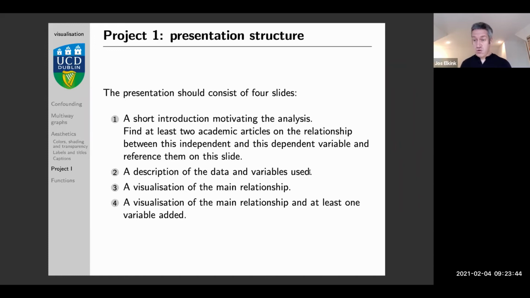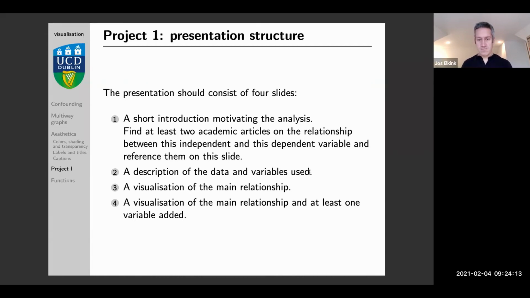You can go to Google Scholar, and if I look at, say, support for Irish unification as an independent variable and party choice as the dependent variable, I can go to Google Scholar and do something like "Irish unification elections" or something like this. And you will find articles that are about that relationship, right? So it should be relatively easy to find articles about the relationship once you know what your independent and your dependent variable is.